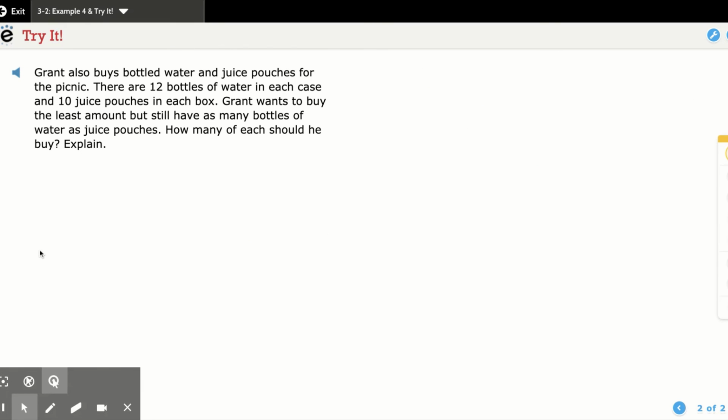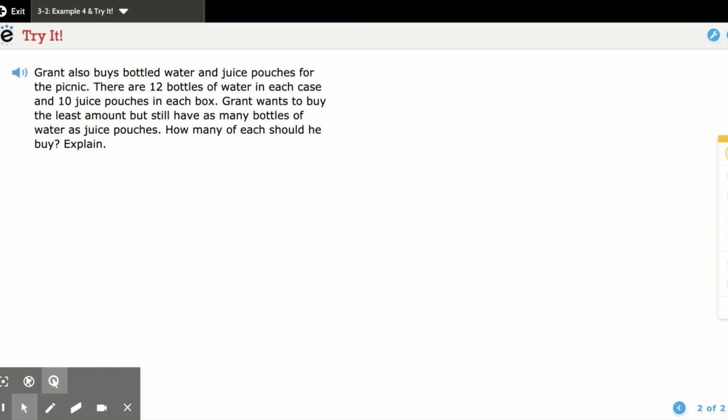Grant also buys bottled water and juice pouches for the picnic. There are 12 bottles of water in each case and 10 juice pouches in each box. Grant wants to buy the least amount but still have as many bottles of water as juice pouches. How many of each should he buy? Explain. This is essentially the same exact problem as the example, but now with different numbers. And yes, we're still talking about Grant, but this information is not tied to the numbers and the answers that you got from the example.